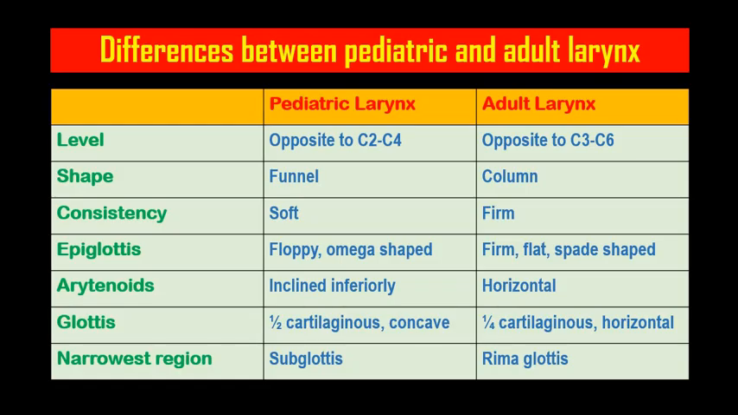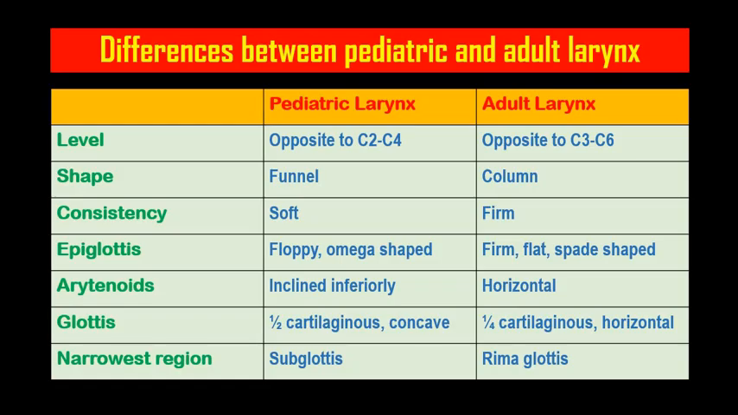In this video, I am going to discuss the differences between the pediatric and the adult larynx. The development of the larynx is different from pediatric to adult groups. Children have to take breast milk, they have to suck it, and their larynx has to be high up. Therefore, in the pediatric larynx, the larynx lies opposite to the C2-C4 vertebral level.